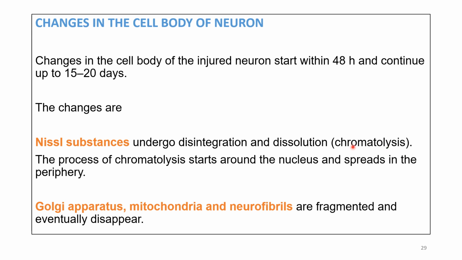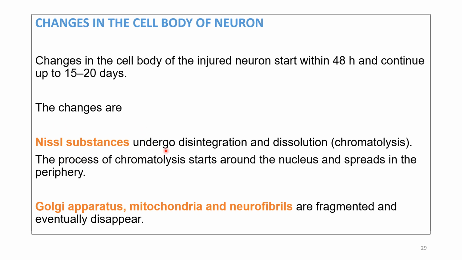So that is about Wallerian degeneration. Now we have to see the changes which are occurring in the cell body of the neuron. The changes in the cell body of the injured neuron will start within 48 hours and continue up to 15 to 20 days. What are those changes?